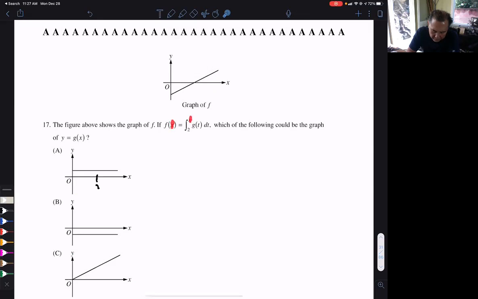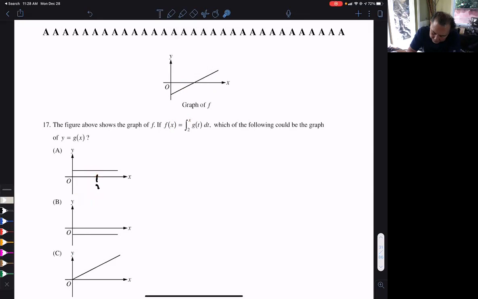And then say I plug in 1 here. So f of 1. What would f of 1 be? Well, f of 1, I'd integrate from 2 to 1. So now I'm going to go to 1. So I'm getting the net area here. But since I'm going backwards, it's going to be negative. So I'm going to get a smaller negative value, which makes sense. That looks like it works, right?